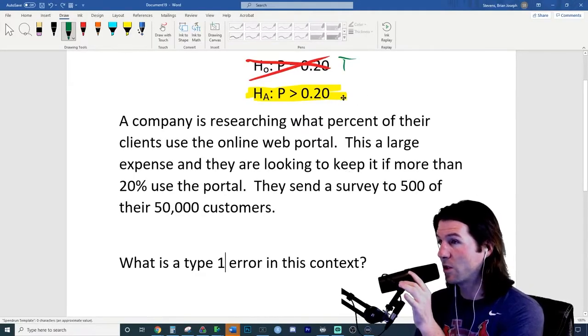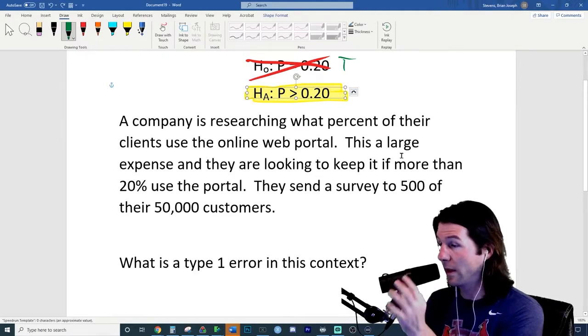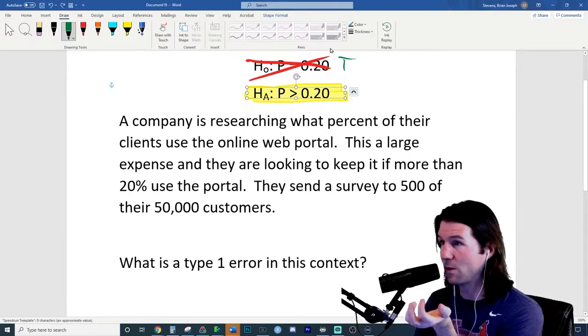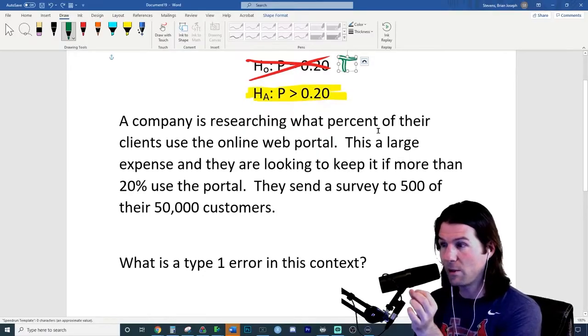So in the type 1, we start investing in the online stuff when we shouldn't, because we believe that more people are using it when the null is actually true. So it's a little bit tricky.